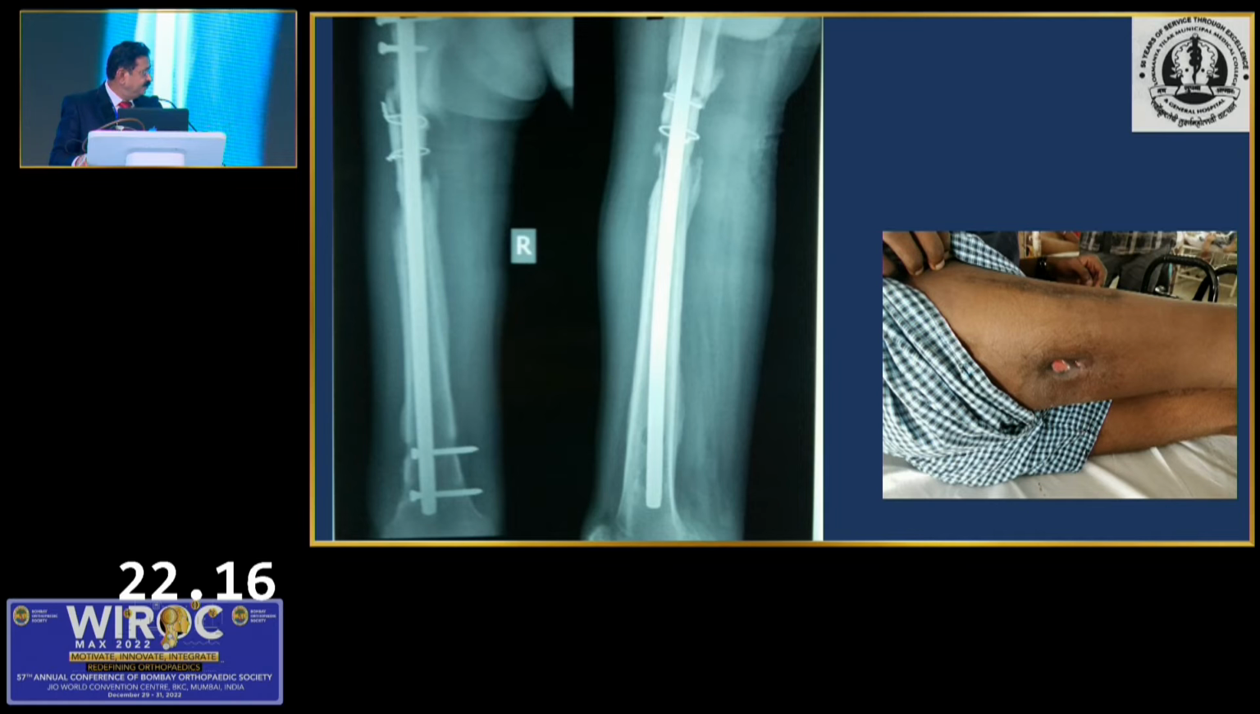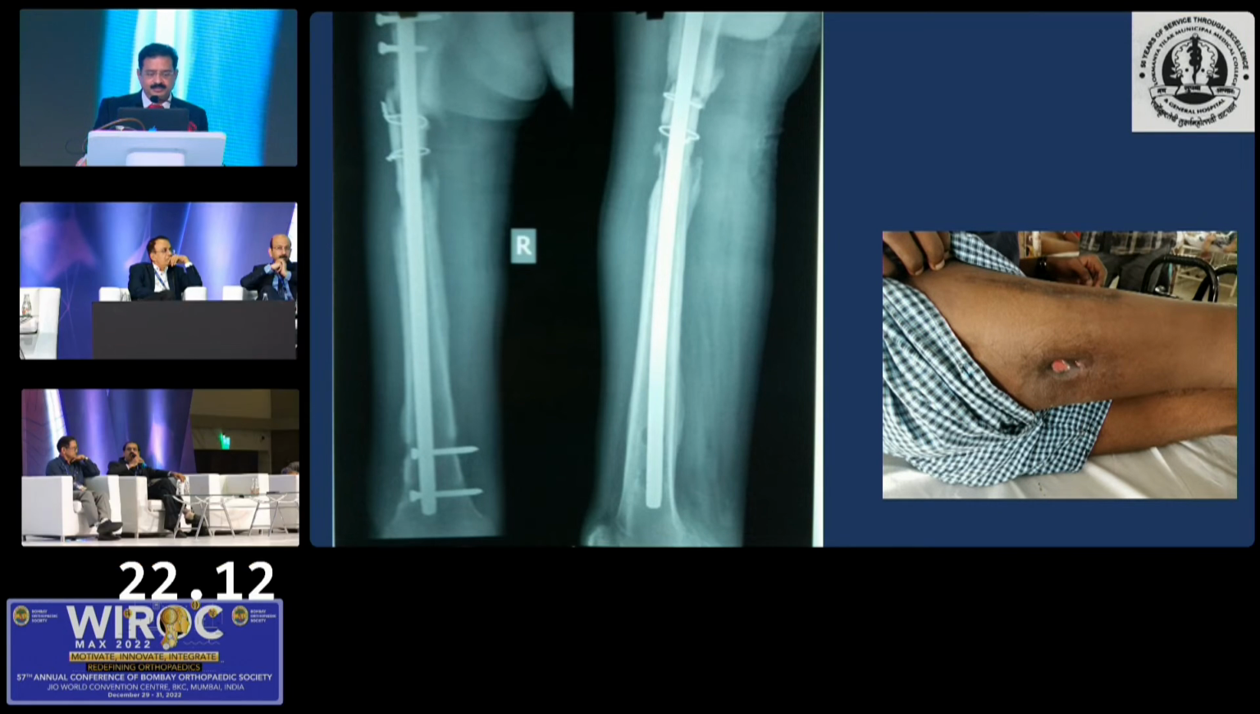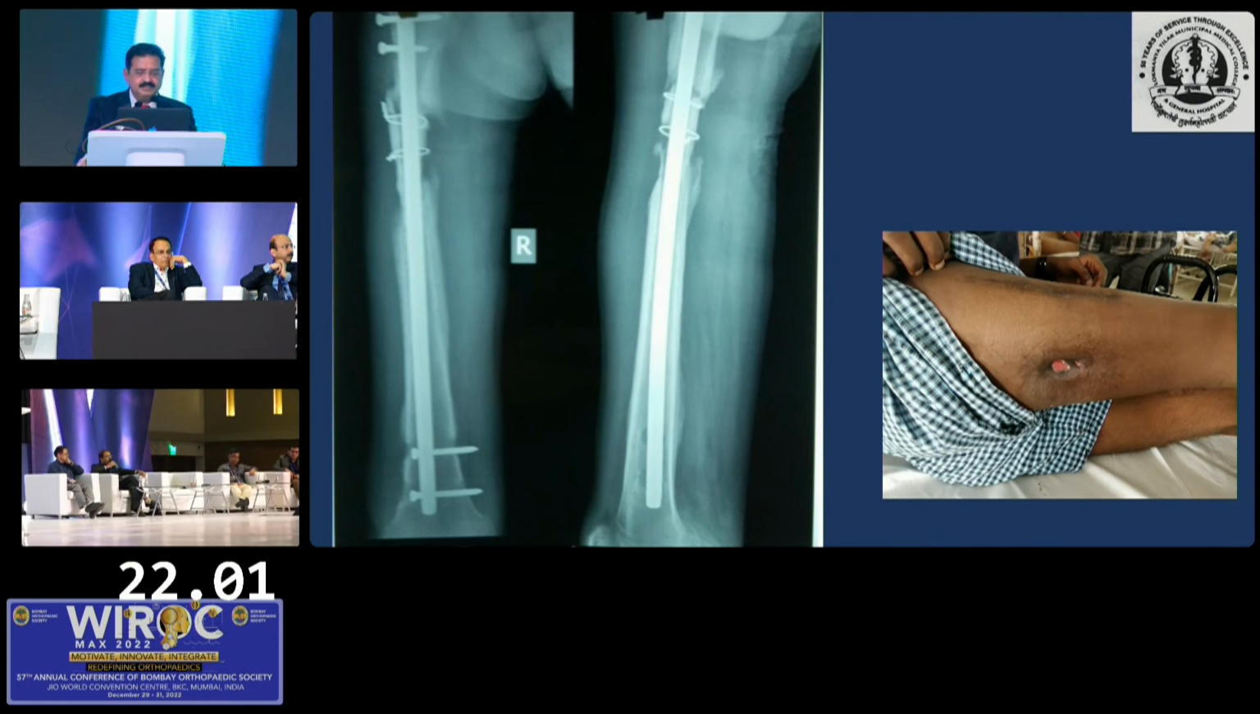Anybody? Basically, there is an infection with sequestrum. Yeah. So, implant should be removed, the sequestrectomy should be done. I would prefer Ilizarov with bone grafting and acute docking plus supracondylar osteotomy for lengthening with Ilizarov.